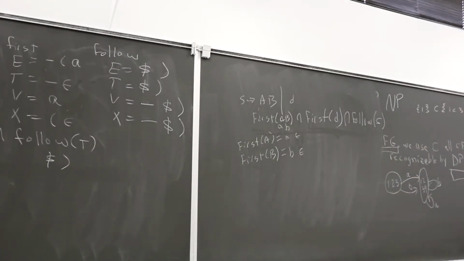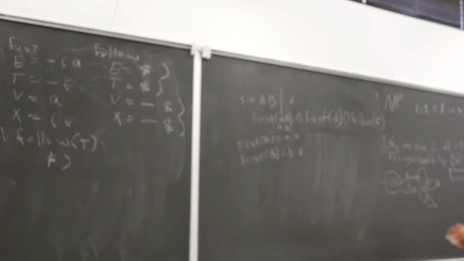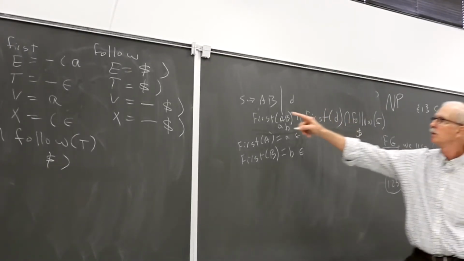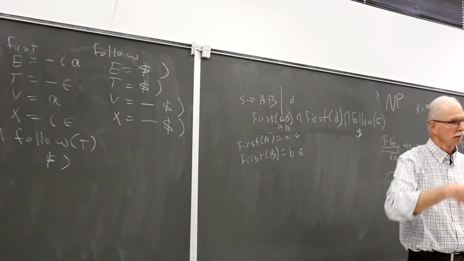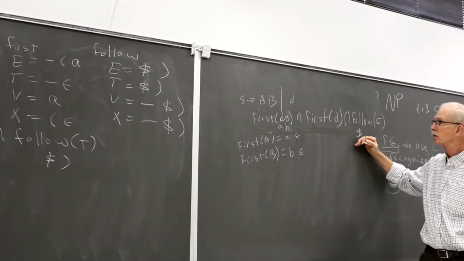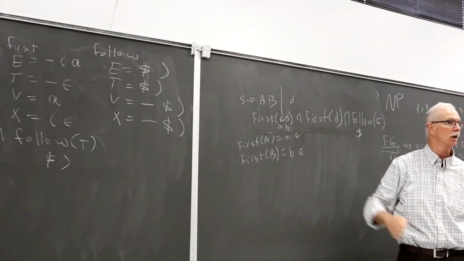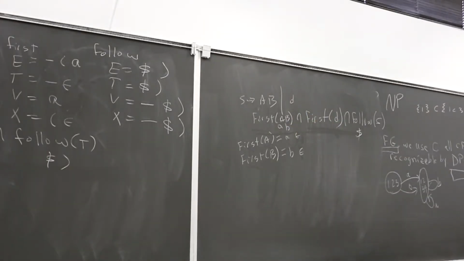With that union, the intersection of the first and the follow is going to be the whole set of the follow of S. So this is going to have a dollar sign since S is my start symbol. And all of the characters in the follow of S can't be a D or an A or a B for this to work. That's the reason why we include the follow.